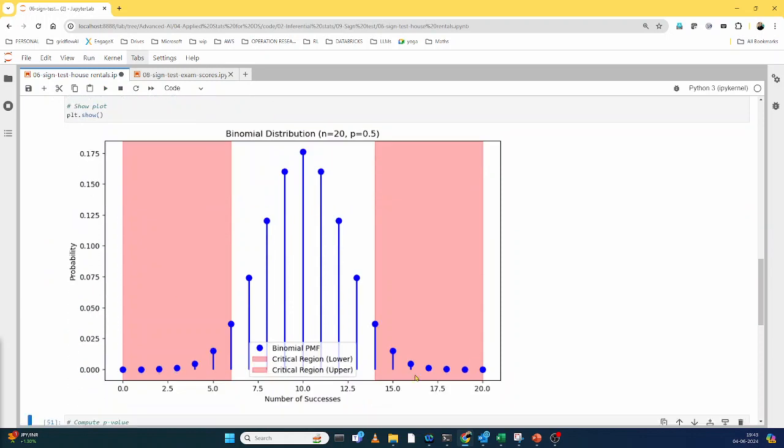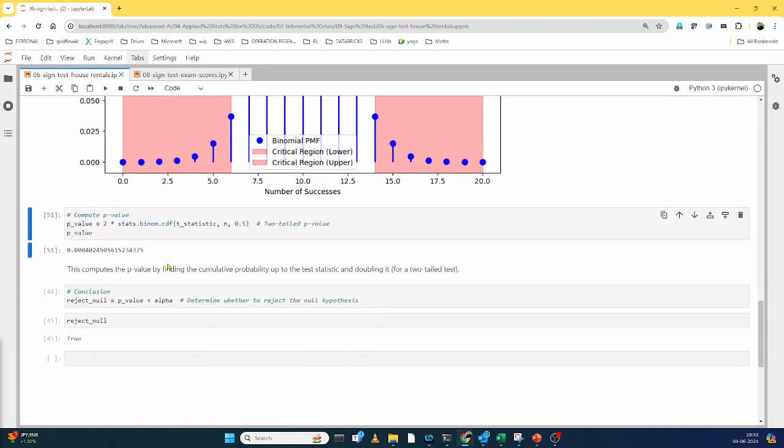So essentially, this is how the things look like. The shaded or the colored region in pink on both the sides are the areas where the rejection region will fall. That means your test statistic falls in the red or pink area. That means you can reject the null hypothesis.